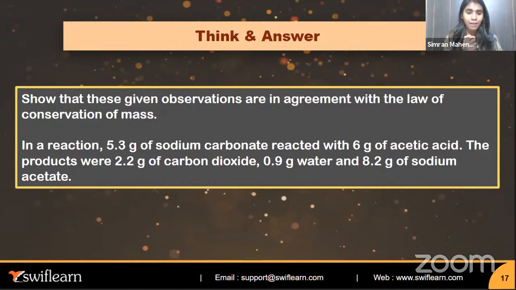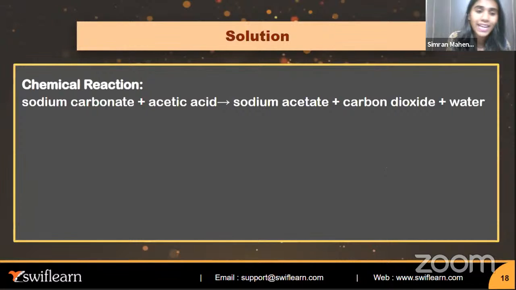Now you need to tell me, is this statement following the law of conservation of mass? How will you do that? You will just add the total mass of the reactants, and then add the total mass of the products and see if both are equal. If both are equal, well and good, it is following the law of conservation of mass. But if both are not equal, then such a statement is not possible. So let us see whether both the masses are correct.